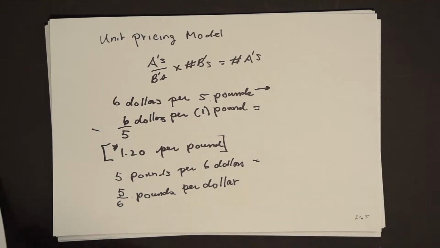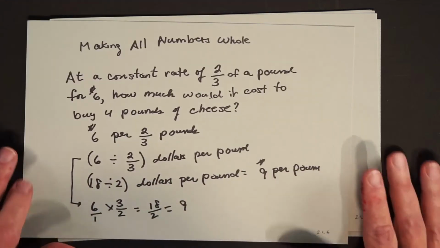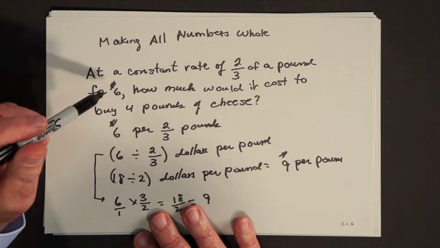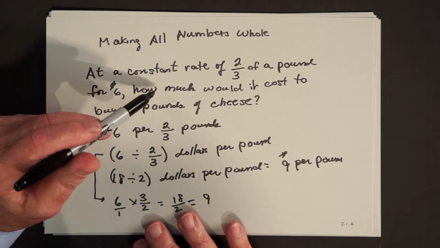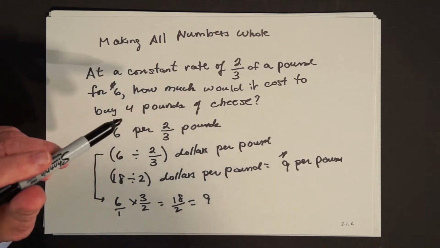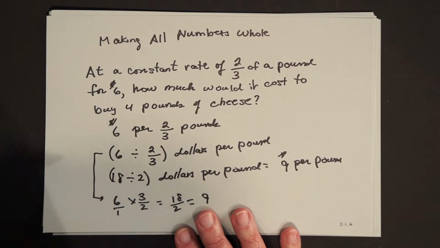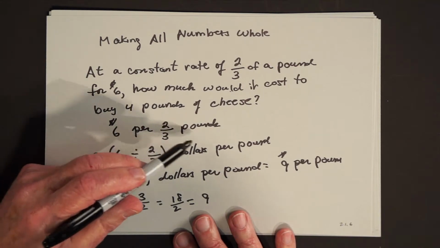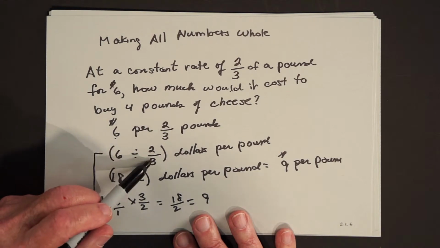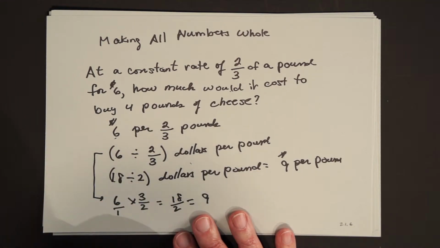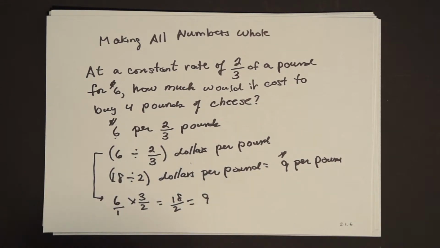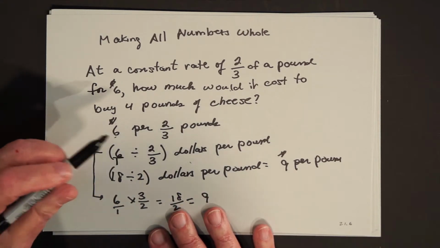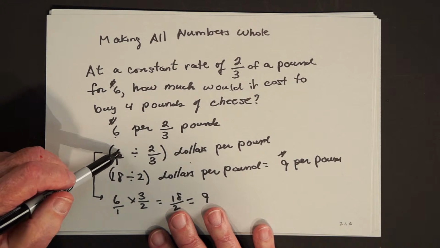And so let's again go to how we make all numbers whole. Here's another fraction problem. At a constant rate of 2/3 of a pound for $6, how much would it cost to buy 4 pounds of cheese? Well, let's do this the mechanical way. Per means divided by. So $6 per 2/3 of a pound is 6 divided by 2/3 dollars per pound. Okay? Now, I don't want to invert and multiply. I want to make this into a whole number problem. This is really a 1 understood over here. How can I make this into the quotient of 2 whole numbers?